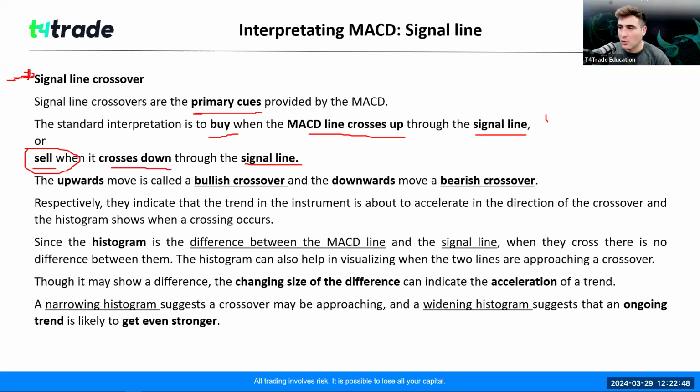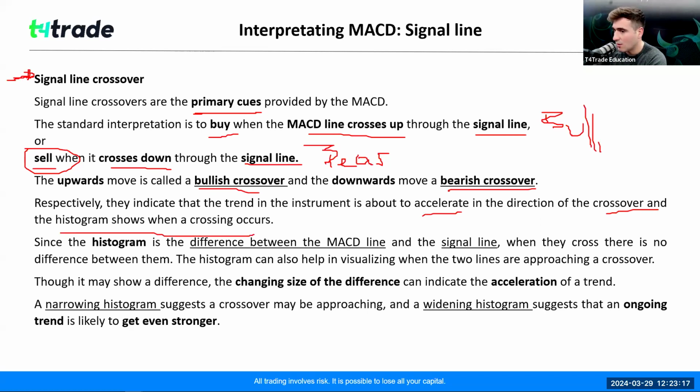This is what we call the bullish, the first example, and the bearish. Those are the early signals. The confirmations are with the MACD line crossing above or below the threshold, the zero line. The upward move is called the bullish crossover. Respectively, they indicate that the trend in the instrument is about to accelerate in the direction of the crossover, and the histogram shows when the crossing occurs.